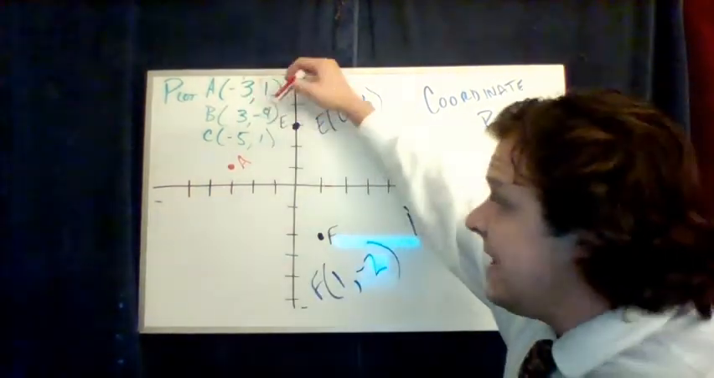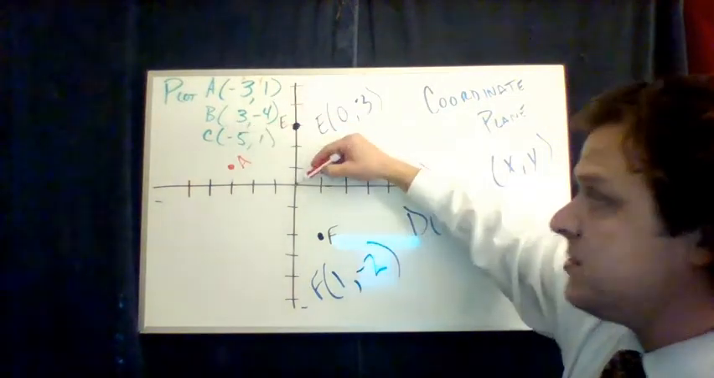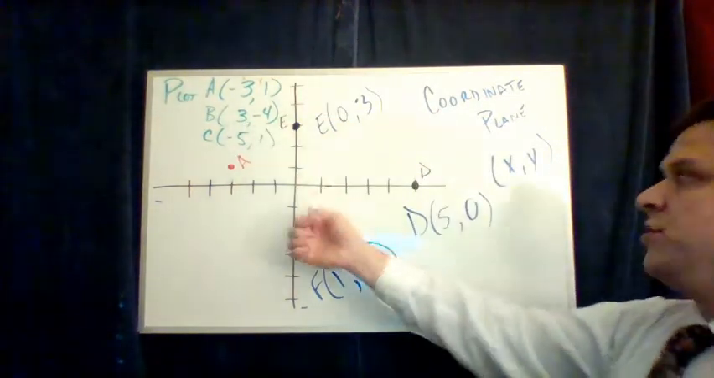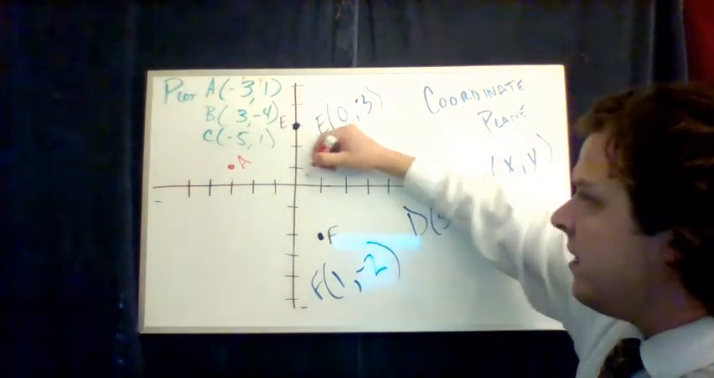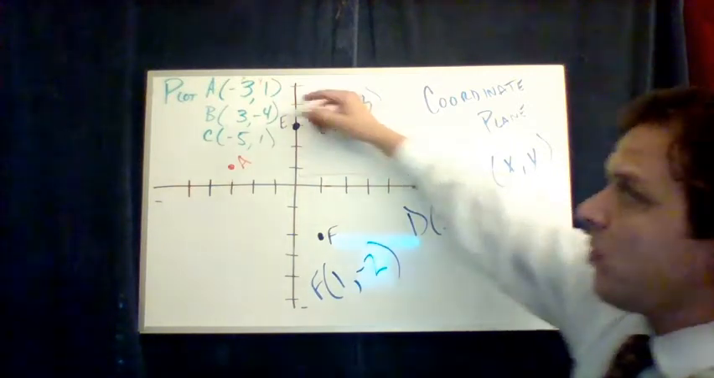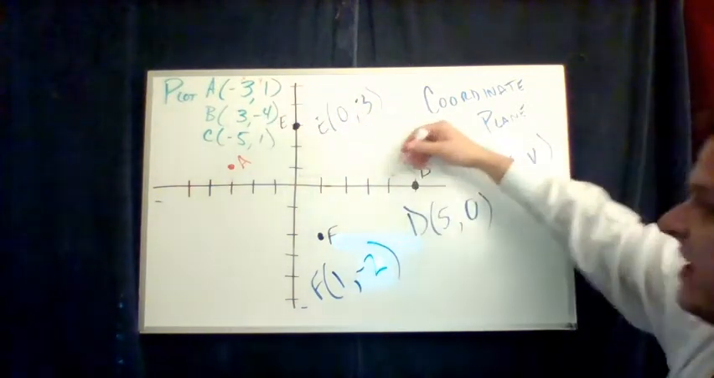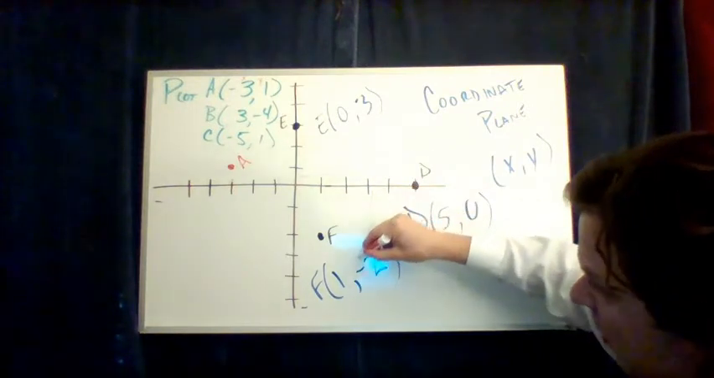All right, let's try B. B is 3, -4, right? 3, -4. So 3 is positive this time. So let's go from the origin. Let's go to the right. All right. So let's go +3. 1, 2, 3. And we're going -4. Negative is down. So we go down 1, 2, 3. Ooh, that one's down there.